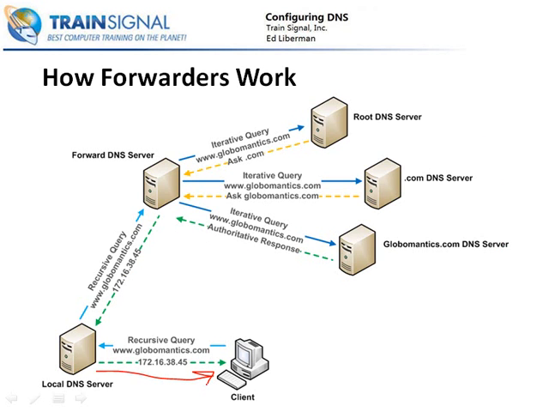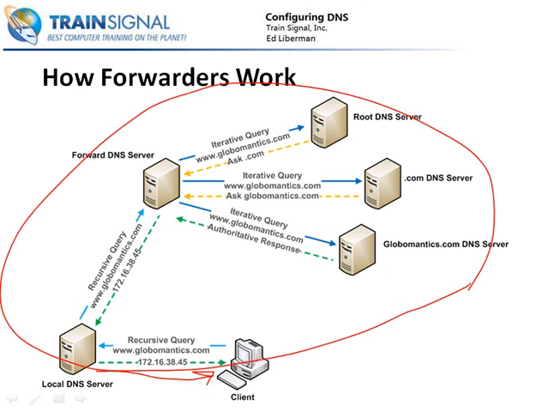So if you notice, this example right here is not really that much different than the original query that I showed you. It pretty much just has the one extra step, which is when the client asked the local DNS server and the local DNS server didn't know how to get out to the internet on its own, it was configured with a forwarder onto another DNS server. But otherwise, the process is exactly the same.